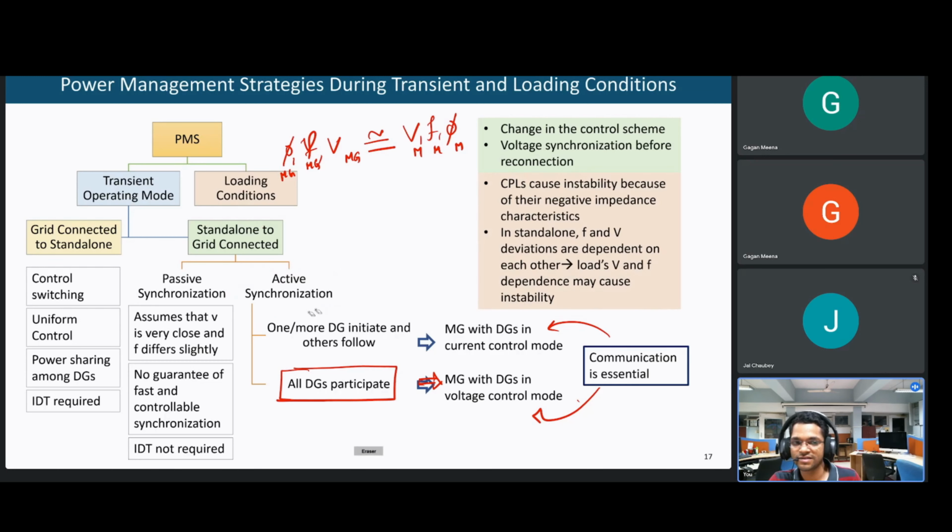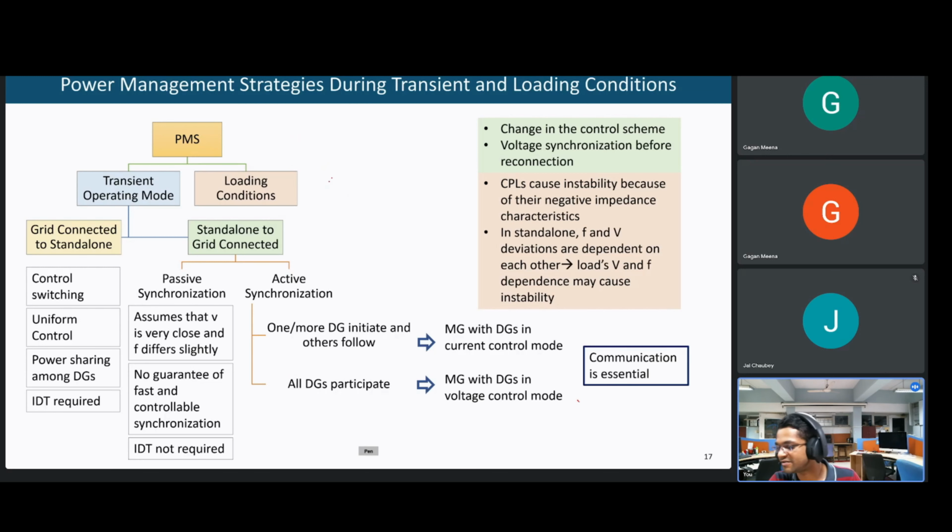Then the second one is this: apart from this transient operation, there are also different changes in the loading conditions which affect microgrid stability. Constant power loads can cause instability in the microgrid because of their negative impedance characteristics. And also in standalone mode, the frequency and voltage deviations are dependent on each other.